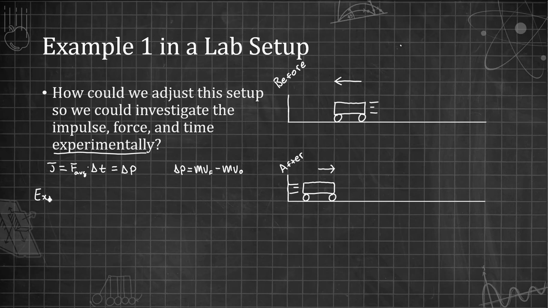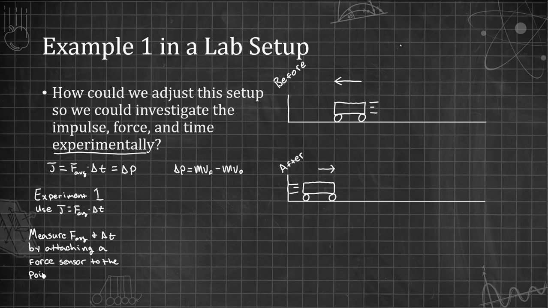And so there's two pretty reasonable ways to analyze the impulse experimentally in this situation. So the first one, if we were looking at the equation impulse is average force times the change in time, then we would just need to gather force data and time data together. So the way that we could do that is we would want the force that is exerted on the cart during the collision.